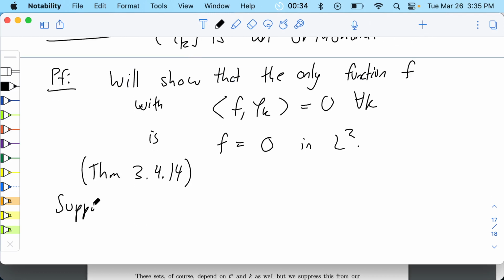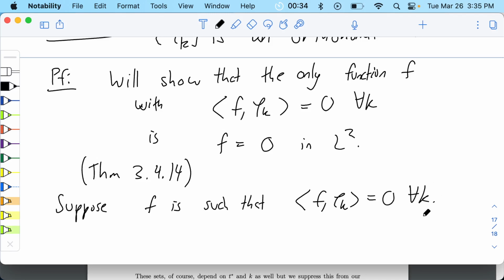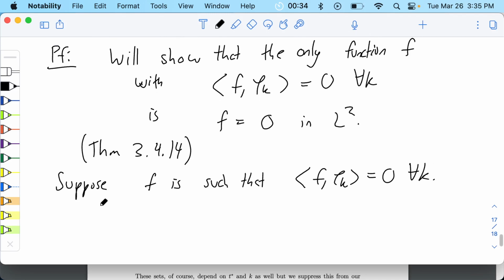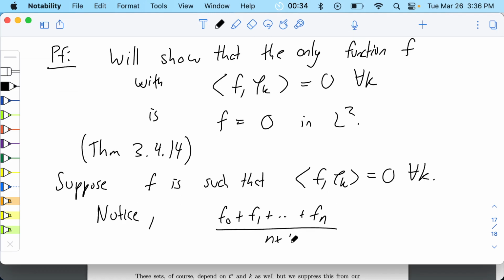Okay. Suppose f is such that the inner product of f and phi k equals 0 for all k. We want to conclude that f is 0. Notice that (f0 + f1 + ... + fn) divided by n plus 1 is 0 in this case.